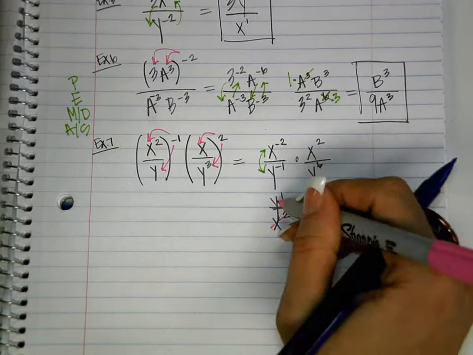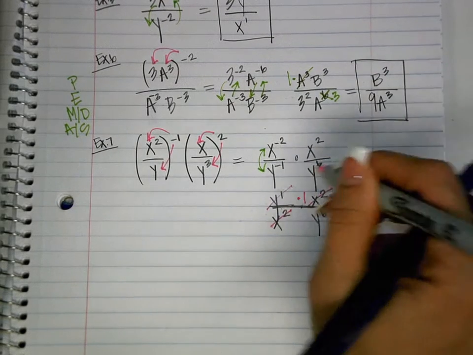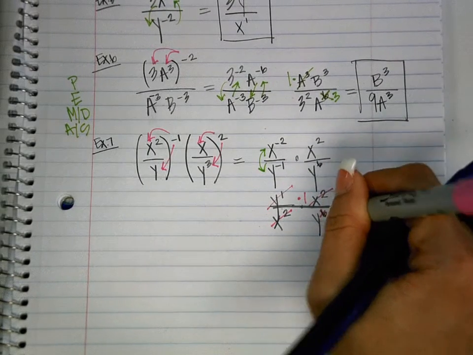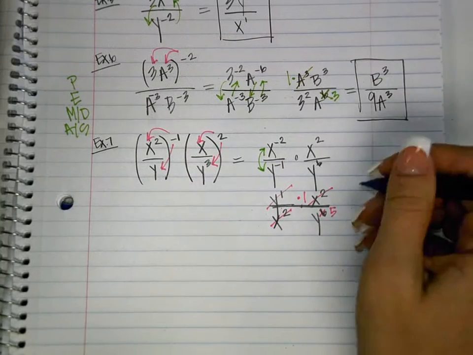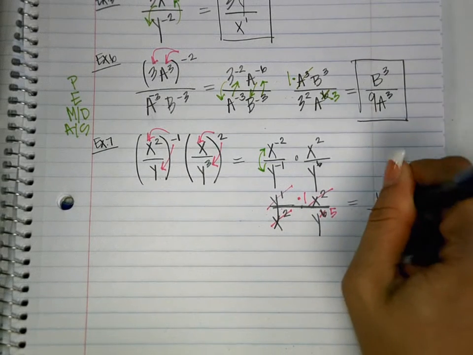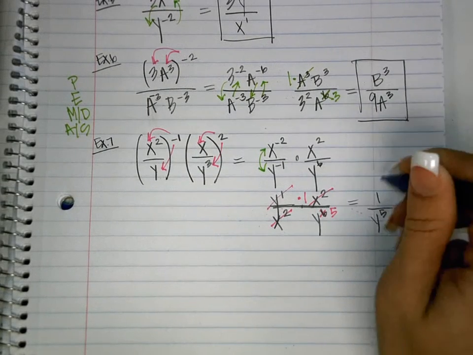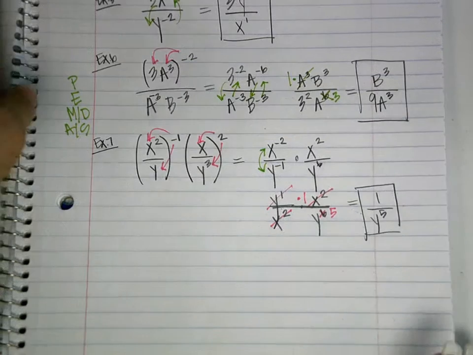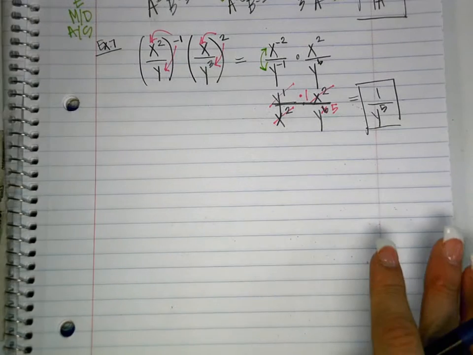And if you have 1 y on the top, 6 of them on the bottom, this one cancels out and you're left with 5 on the bottom. So all that's left behind in this problem is 1 over y to the fifth as an answer. 1 over y to the fifth.